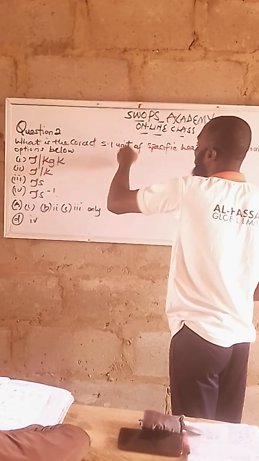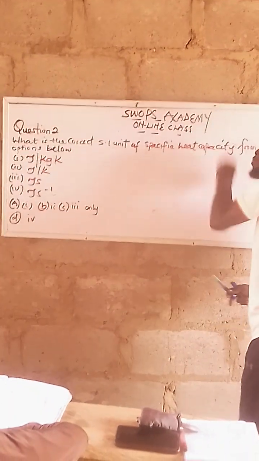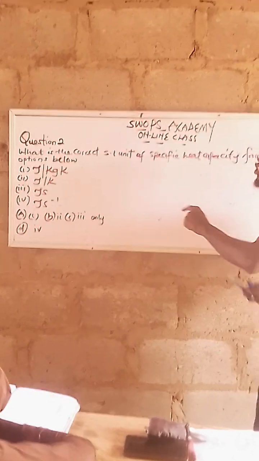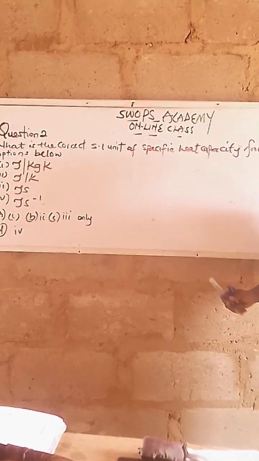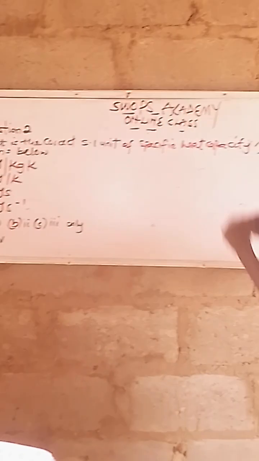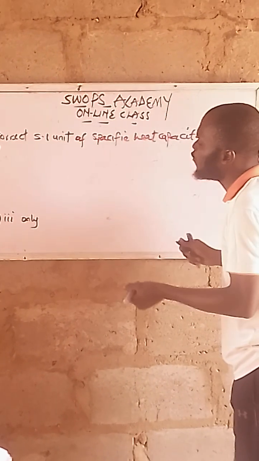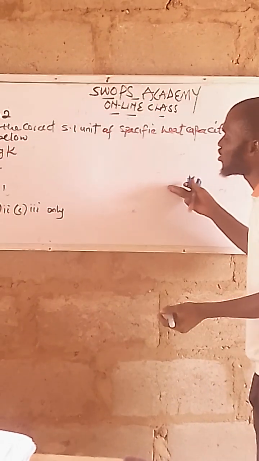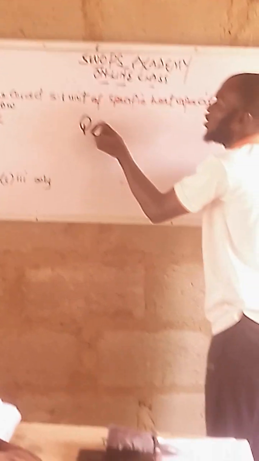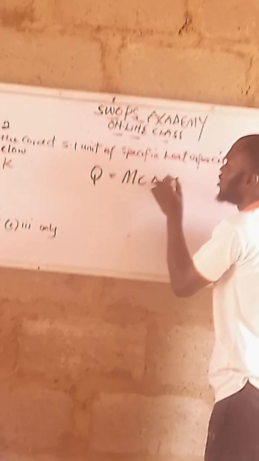What is the correct SI unit of specific heat capacity? This question is not asking about heat capacity, but specific heat capacity, which is ordinary c. The other one is mc. This one is ordinary c. The same equation implies this as well. Q, since it is heat that we are talking about, equals mc, change in theta.